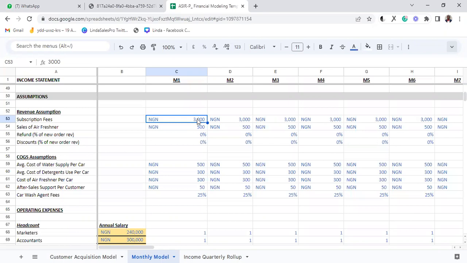For example, if you have two plans, you have the one for 3,000, and you have the one for 5,000. So let's say 10 people pay for 3,000, 20 people pay for 5,000. You know how to do the average, right? You sum and divide, and you know what the average is. So the average could be 3,750 naira. That becomes your average, so you use it to draw your assumption.